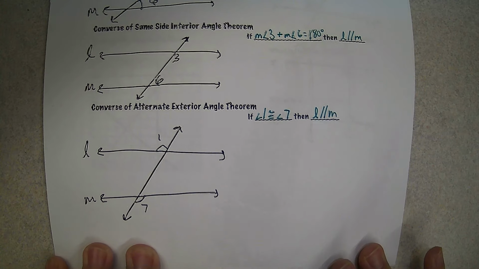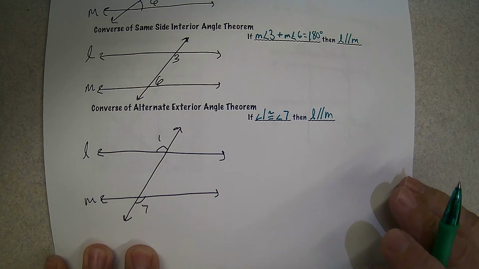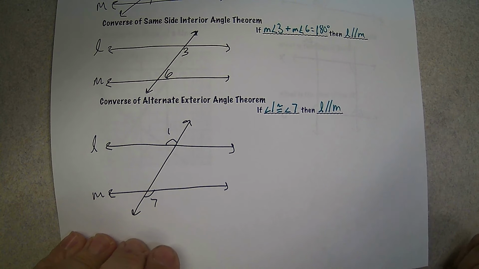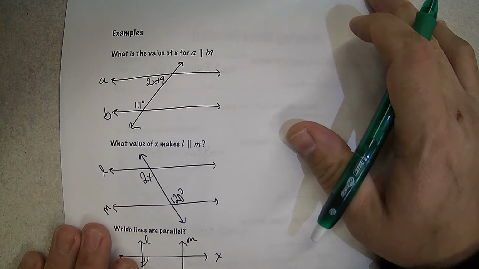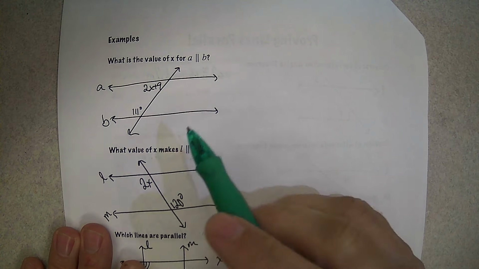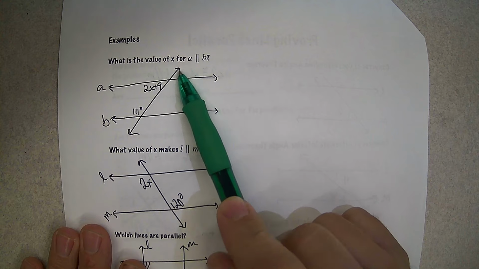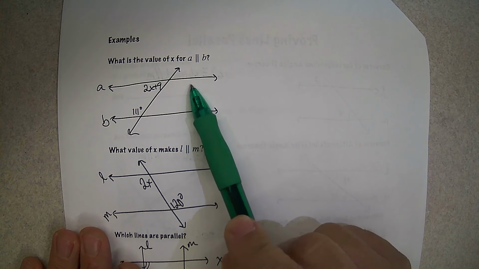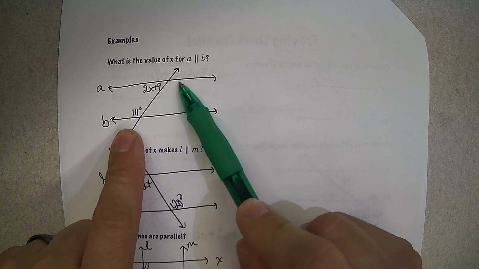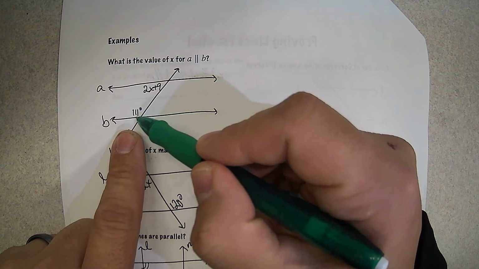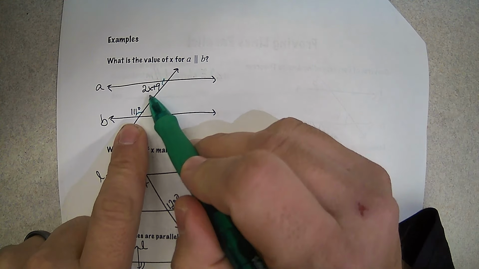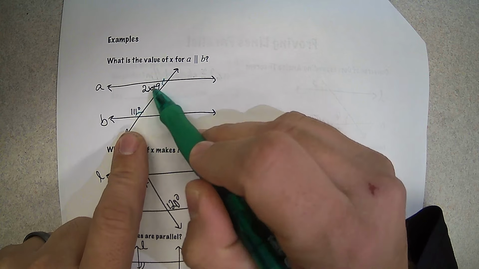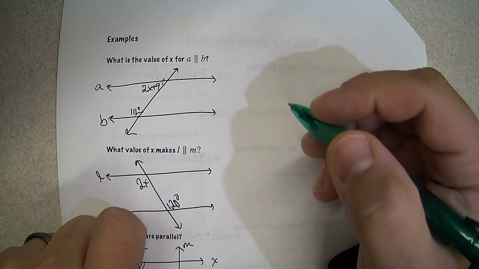And now let's look at a couple of examples, and these examples are going to look familiar. We're doing something similar to what we did when we were looking at our properties of parallel lines. The first one asks, what is the value of x for A and B to be parallel? Remember, if A and B are to be parallel, these are same side interiors. For same side interiors, those should add up to 180. If those add up to 180, then A and B would be parallel.